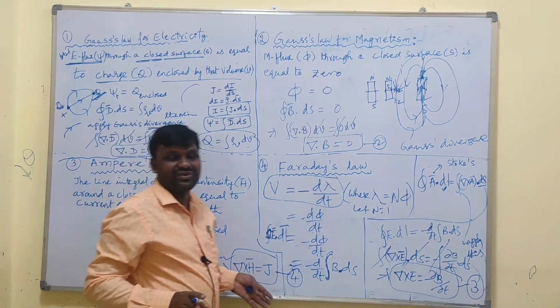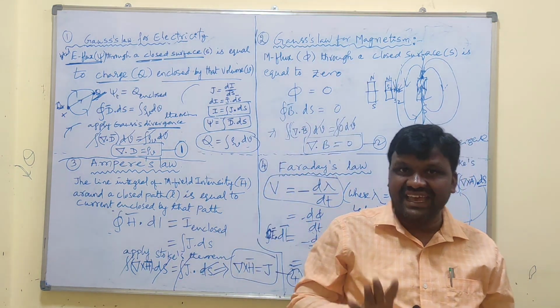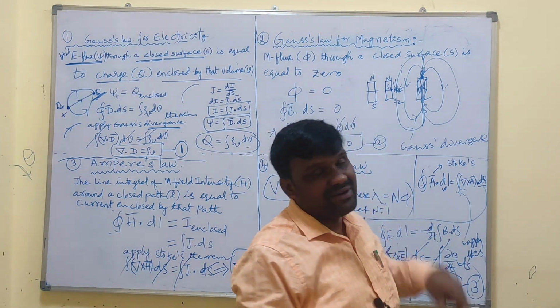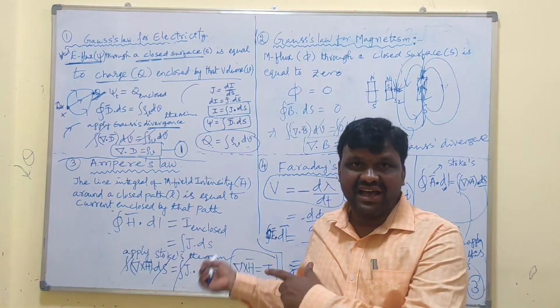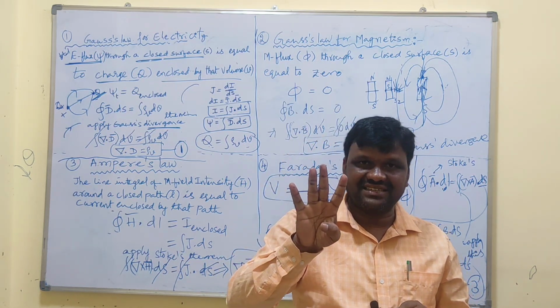These are the four equations derived from four laws. What are they? Gauss law for electricity and Gauss law for magnetism, Ampere's law, Faraday's law. Four equations, four laws, four constants.